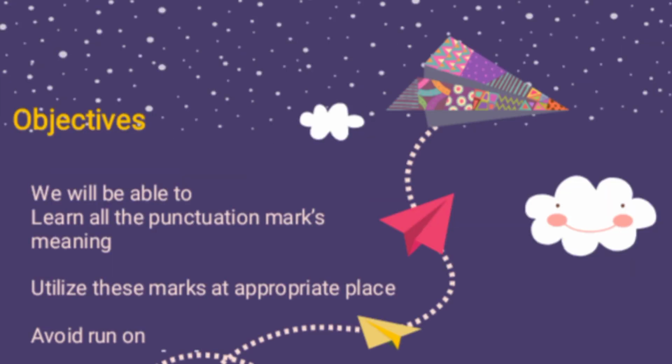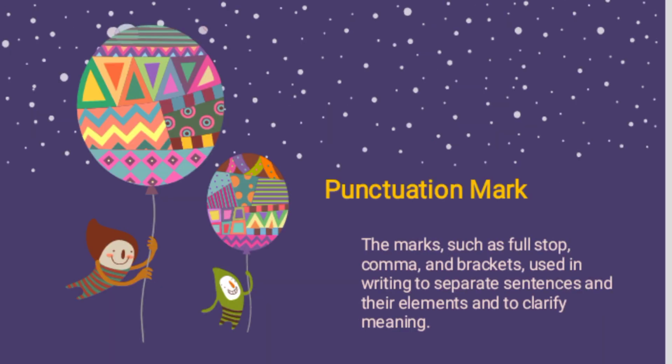At the end of this lesson, we will be able to learn all the punctuation marks' meanings, utilize these marks at appropriate places, and avoid run-ons. So what is a punctuation mark? Punctuation marks such as full stop, comma, and brackets are used in writing to separate sentences and their elements to clarify meaning.